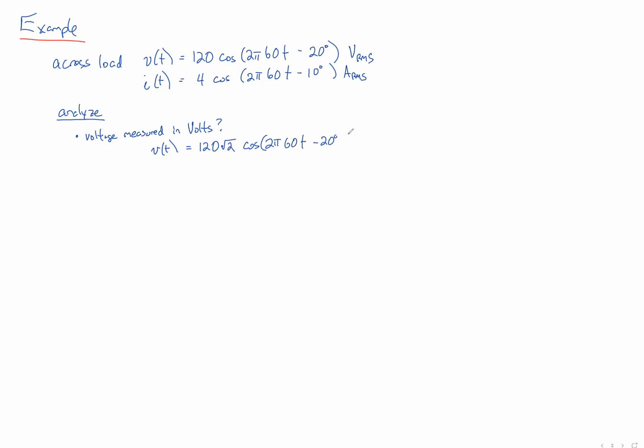Yep. But now we're going to measure it in volts. And similarly, the current would be equal to 4 square root of 2, and the rest of it's the same. I'm going to make this plus 10 instead of minus 10, just to make these differences even larger. Okay, let's figure out what the apparent power is. What's the formula for apparent power?